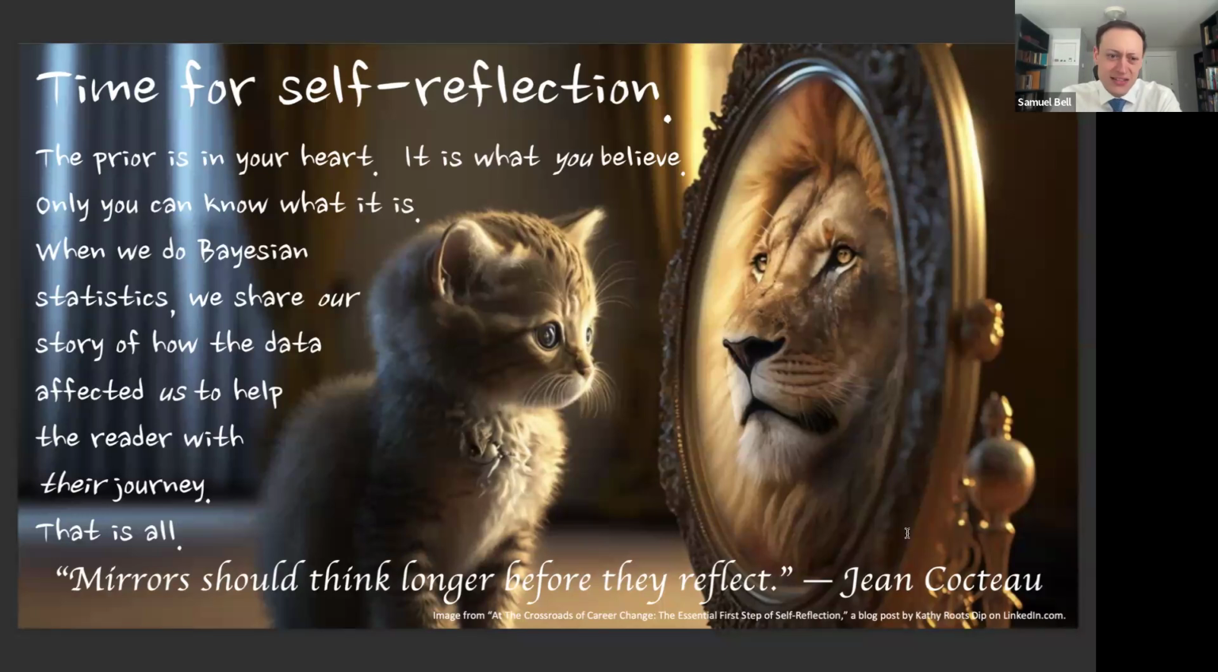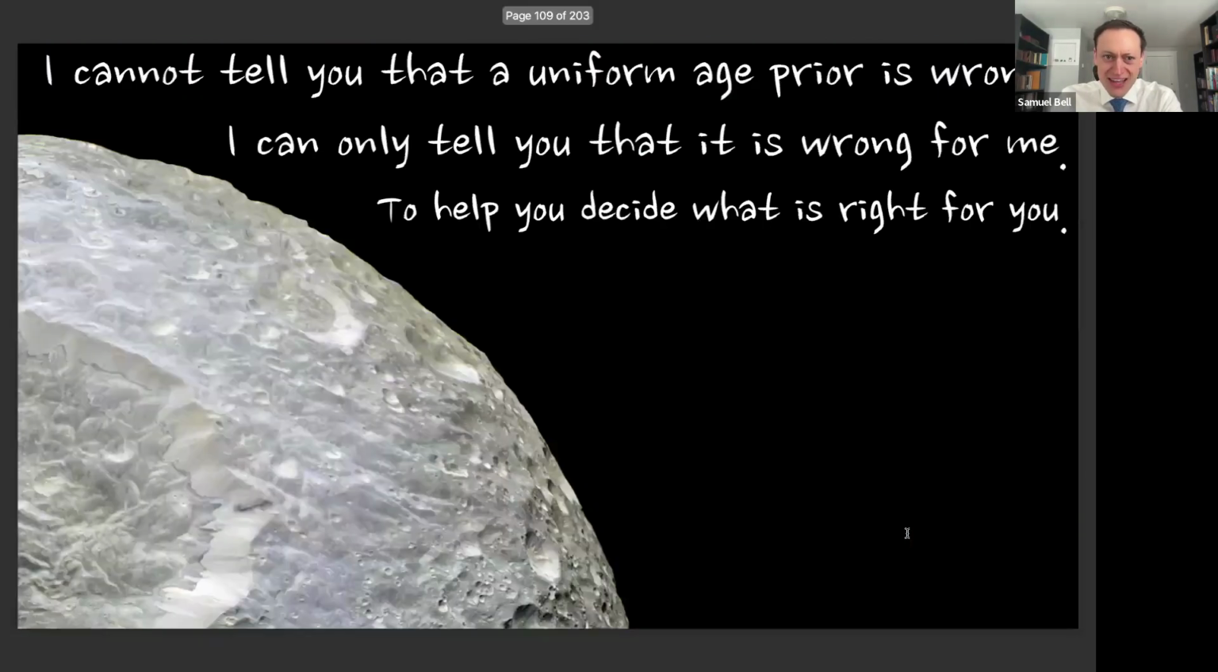When we do Bayesian statistics, we share our story of how the data affected us to help the reader with their journey. And that is all. I cannot tell you that a uniform age prior is wrong. I can only tell you that it is wrong for me to help you decide what is right for you.